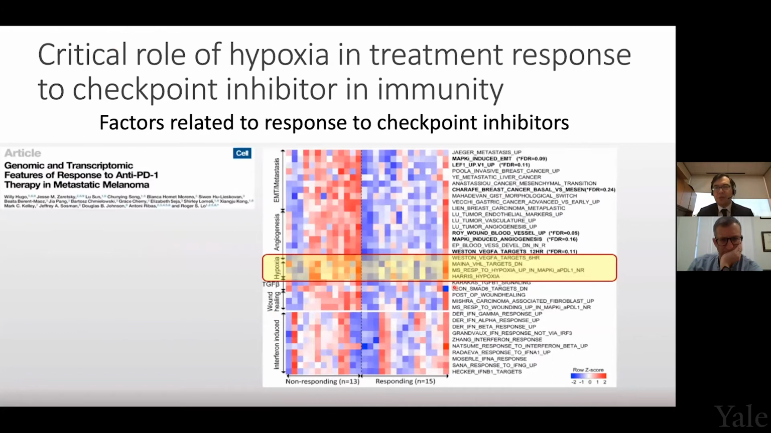Melanoma is the prototypical immunogenic tumor, so it is the first tumor where these immunotherapies were described. This important article in Cell compared two groups of patients with metastatic melanoma and their response to PD-1 inhibitors. One of the key findings when looking at the genomics of these different groups of patients is that, in the difference between responders and non-responders, hypoxia and angiogenesis played a key role.